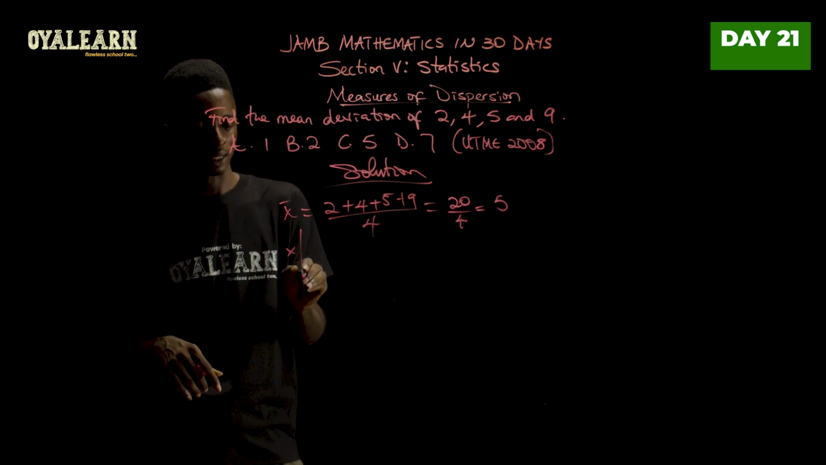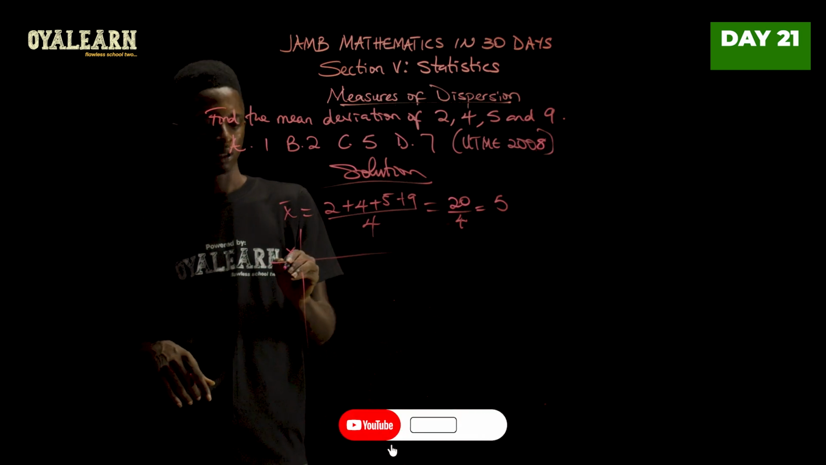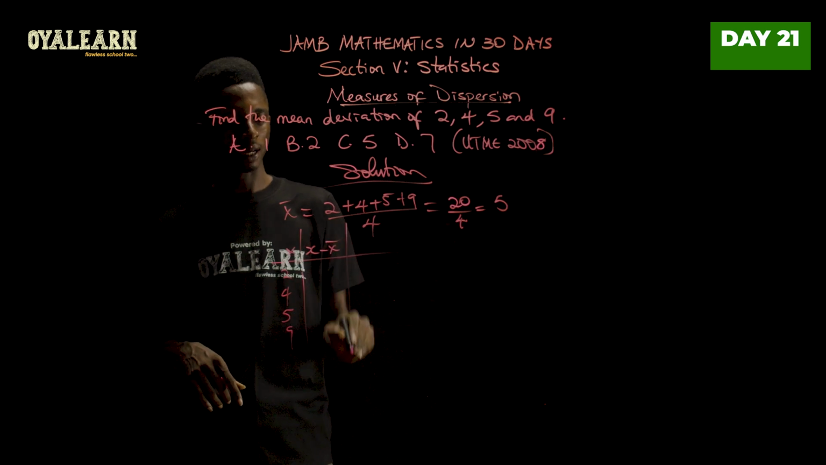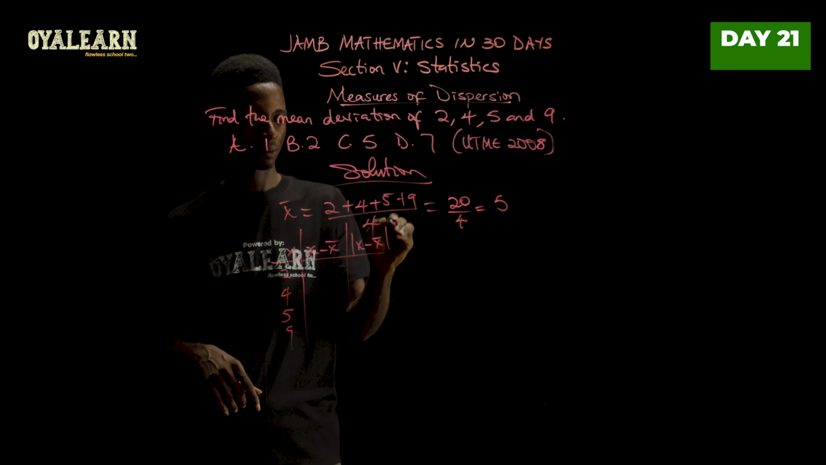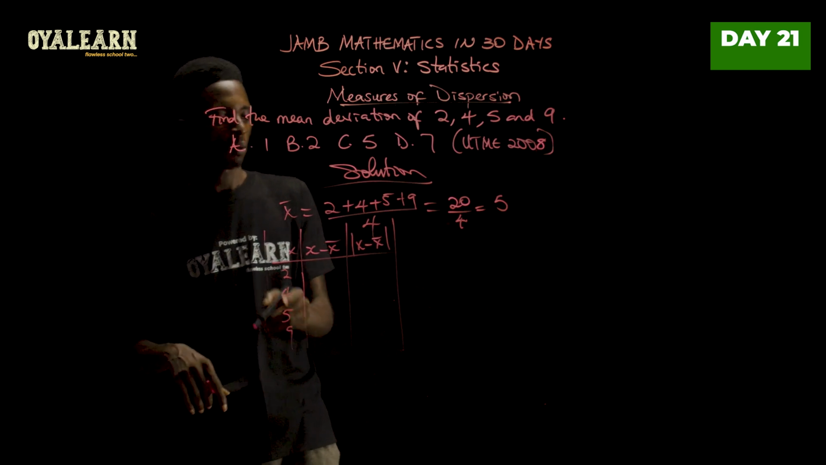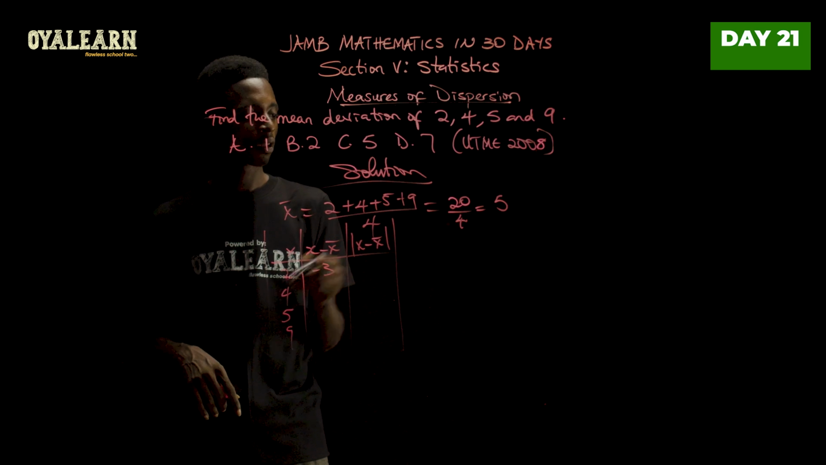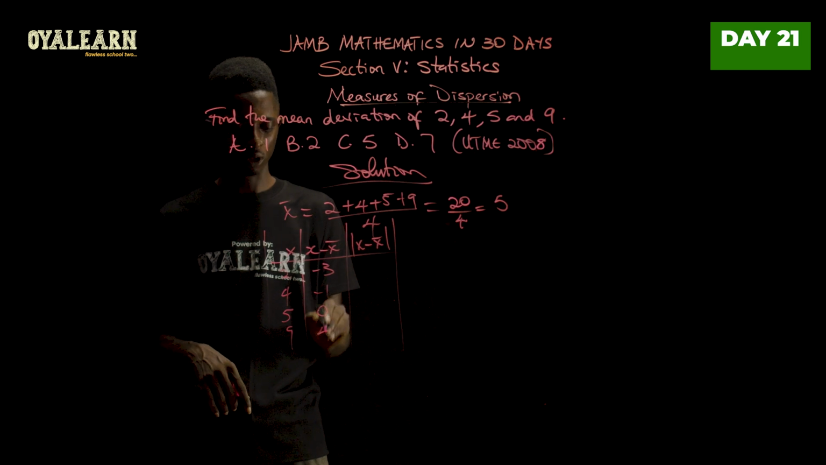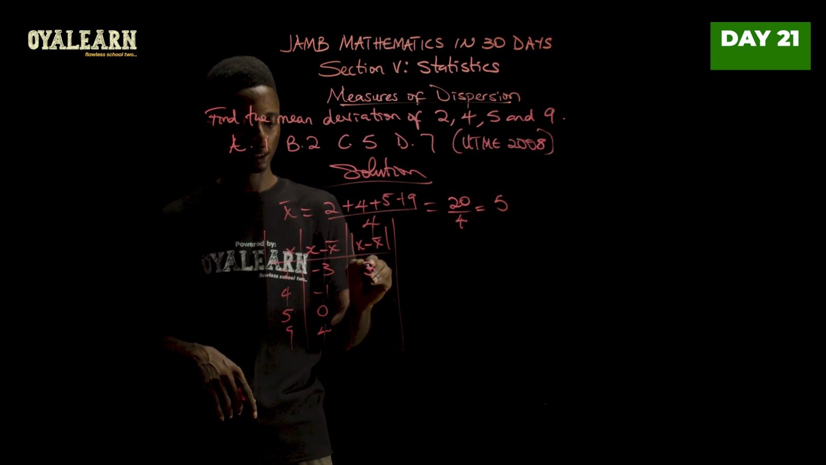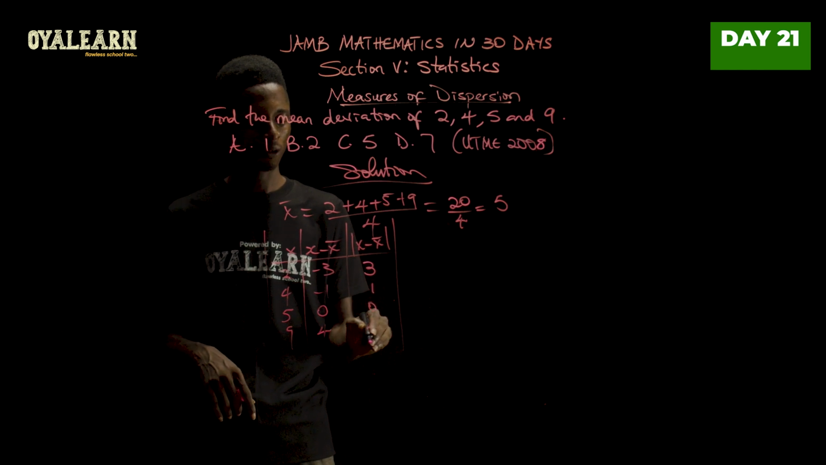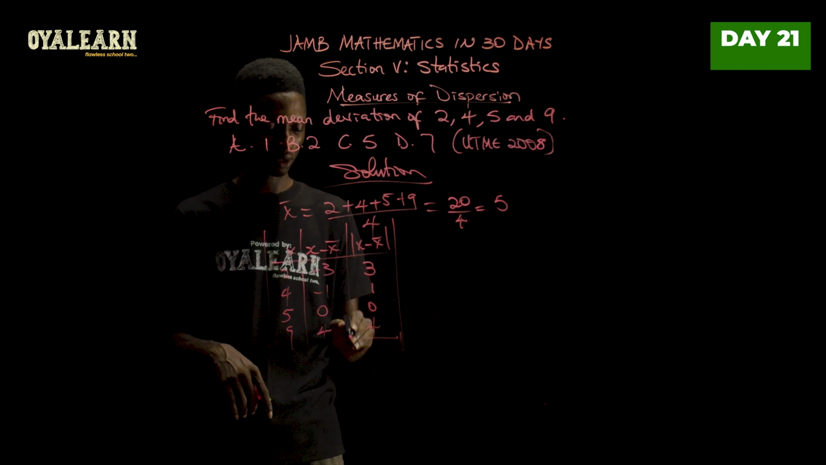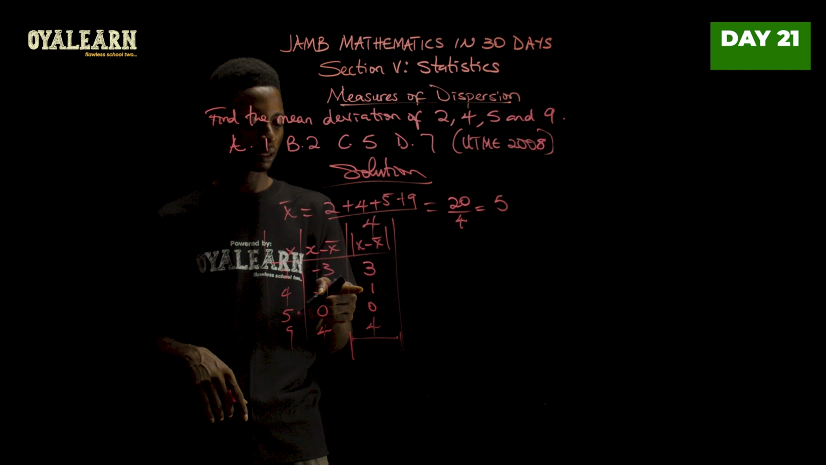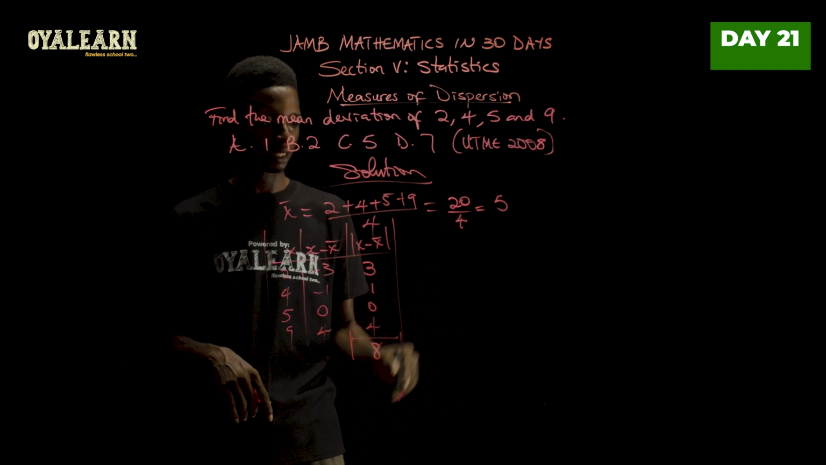Now, to our table, we have 2, 4, 5, 9. So x minus x bar, and then absolute value of x minus x bar. Now, working with this, we have 2 minus 5, which will give us minus 3. 4 minus 5, that's minus 1. 5 minus 5, that's 0. And 9 minus 5, which will give us 4. So the absolute value would be 3, 1, 0, and 4. Which, when we sum, 4 plus 1, that's 5, plus 3, and then we have 8.